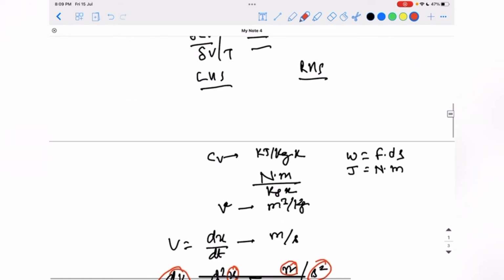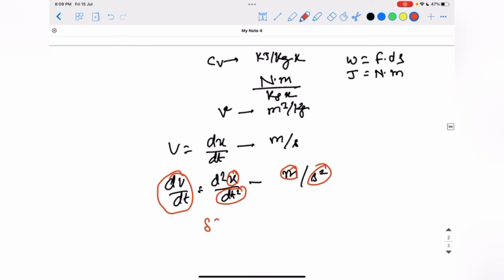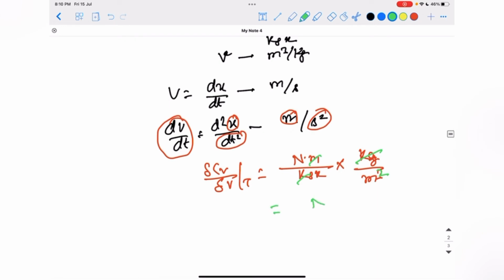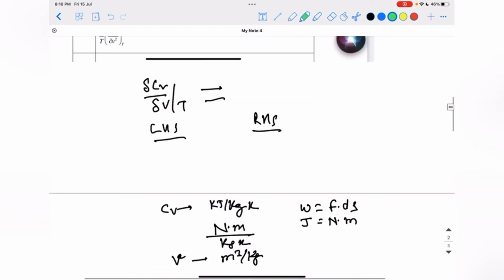Now I have the unit of delta CV by delta V at constant T as Newton meter per kg K into kilogram per meter cube. So this kg gets cancelled, this gets cancelled, and you will get Newton per meter square Kelvin. Now the right hand side of the equation must have this unit. Let us check one by one.